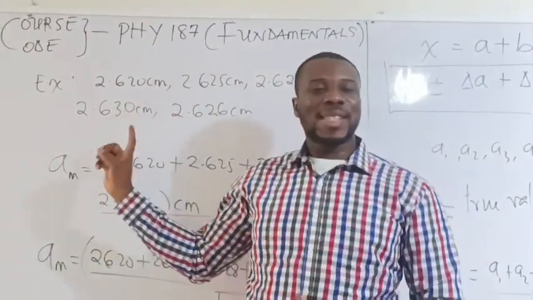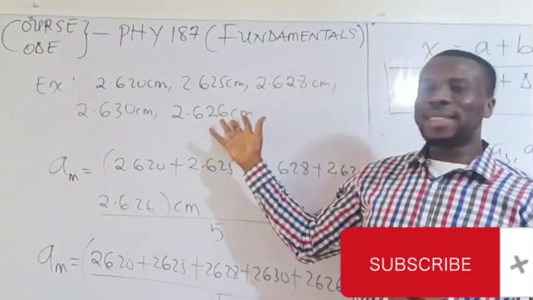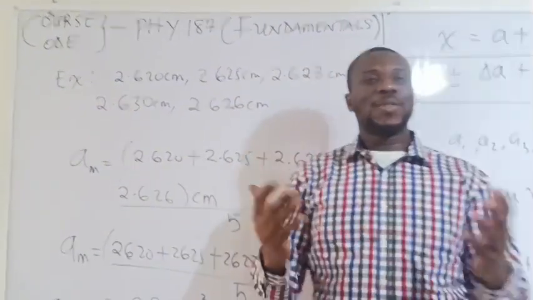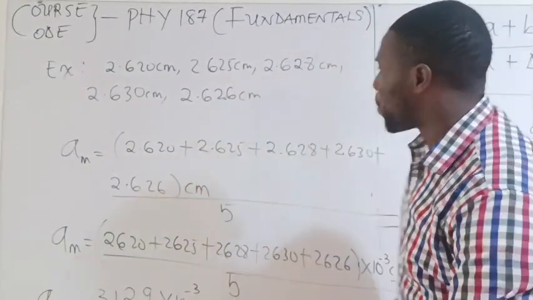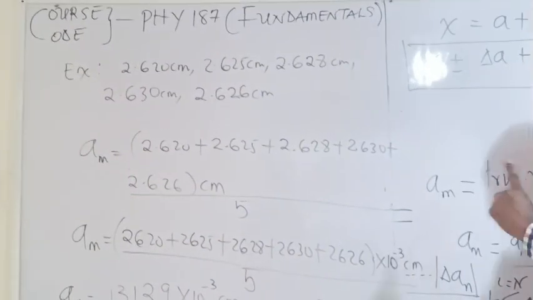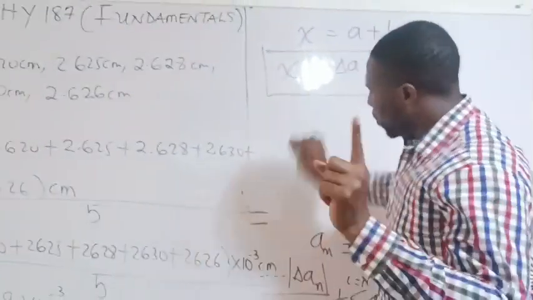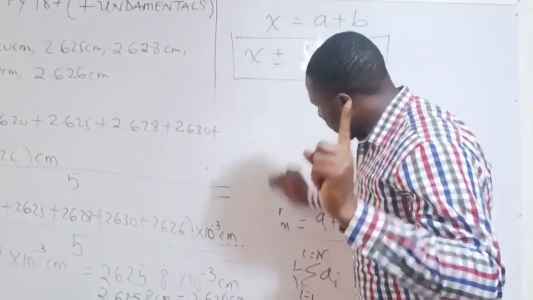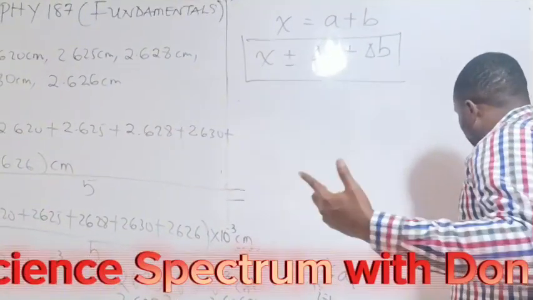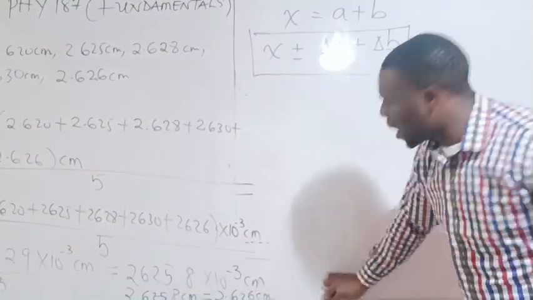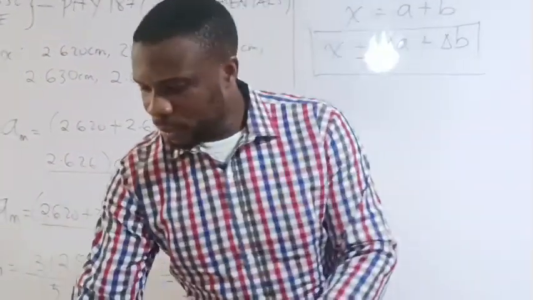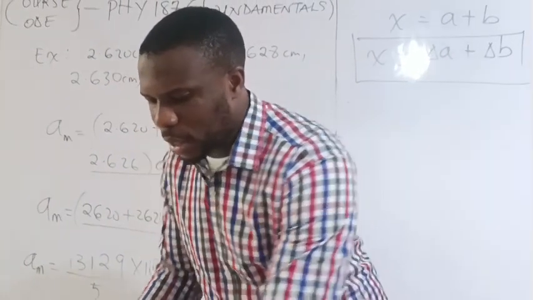This is the fourth part of the third lecture in measurements and measuring instruments from course code PHY 187, which is the fundamentals of physics. From the previous class, we figured out how to report a single value, which we call the mean value, and that could be likened to the true value of several measured values. Now I'm particular about reporting the errors in our measurement. So how do I report the errors in our measurement?